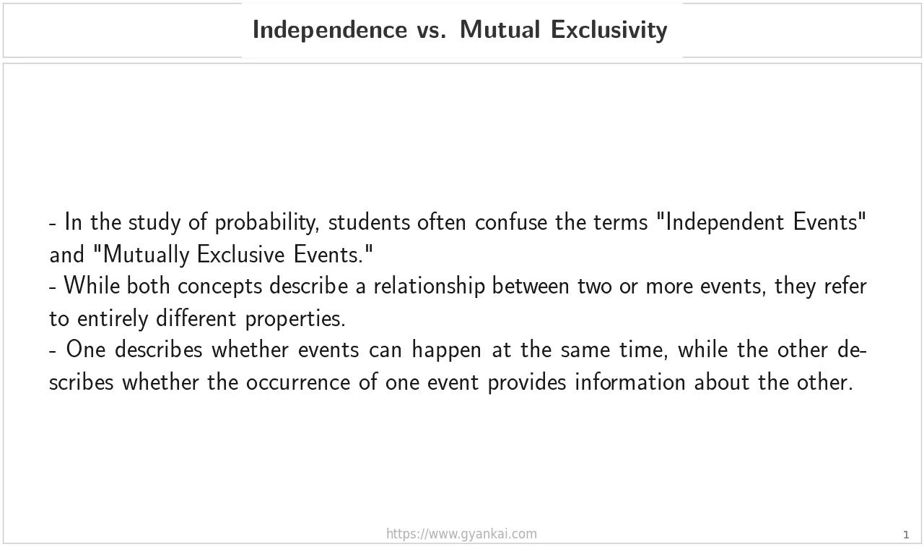To help you keep them straight, think of it this way. One concept is concerned with whether two events can physically occur at the same time, while the other is concerned with whether the occurrence of one event gives you any new information or clues about the likelihood of the other. Over the next few slides, we are going to break these down mathematically and look at some real-world examples to ensure you never confuse them again.